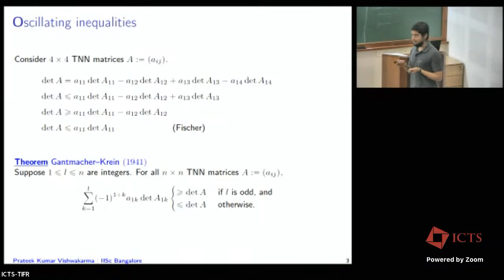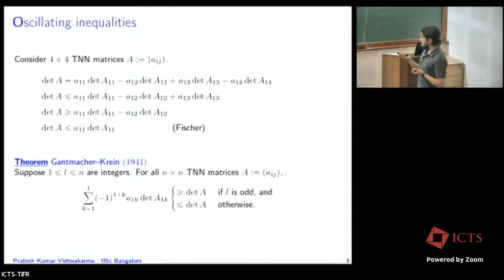This phenomenon of removing terms one by one from the Laplace expansion and getting inequalities was discovered by Gantmacher-Krein, in which it was shown that looking at a partial Laplace expansion along the first row for totally non-negative matrices yields a number which is either greater than the determinant of the matrix or less than the determinant of the matrix, depending on the length of that partial expansion.